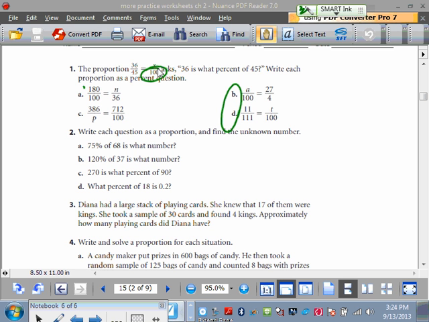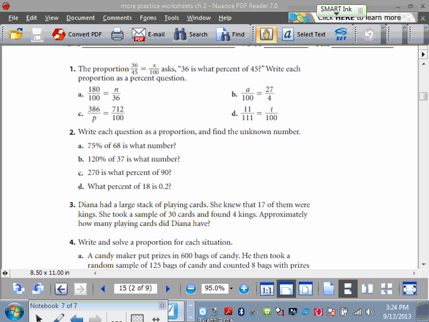For example, for A, we have 180 divided by 100. When we do that, we get 1.8, which times 100 is just 180. So we have 180%. And then our variable is over the 36. So we need to figure out what number is 180% of 36. And that's the question we can generate from the proportion they've given us. You can do C similarly, so I'll let you do that one on your own.